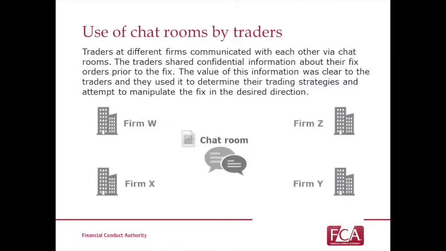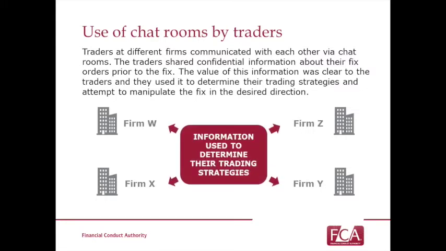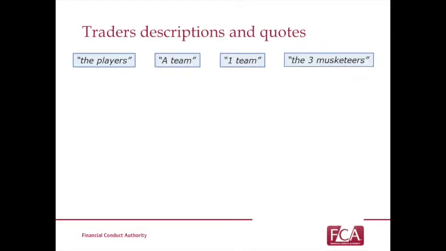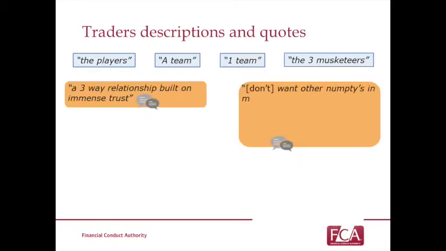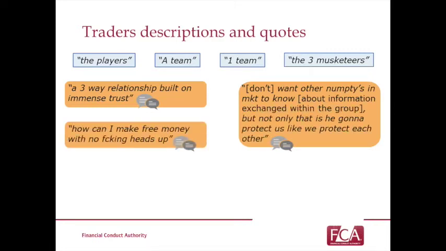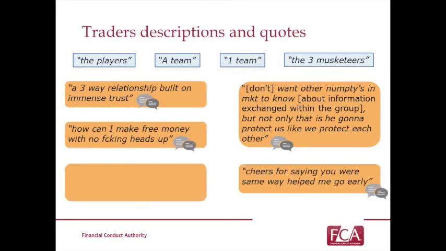Traders use chat rooms to share information about the fix orders, to determine their trading strategies, and to attempt to manipulate the fix. This slide gives you a flavour of what these chats were like. Have a look at the blue boxes, which are some of the names the traders used to describe themselves: the players, A team, One team, and the Three Musketeers. Then look at the yellow boxes and how the members of the chat rooms described how they operated. A three-way relationship built on immense trust. Don't want other numpties in the market to know, but not only that, is he going to protect us like we protect each other? How can I make free money with no heads up?